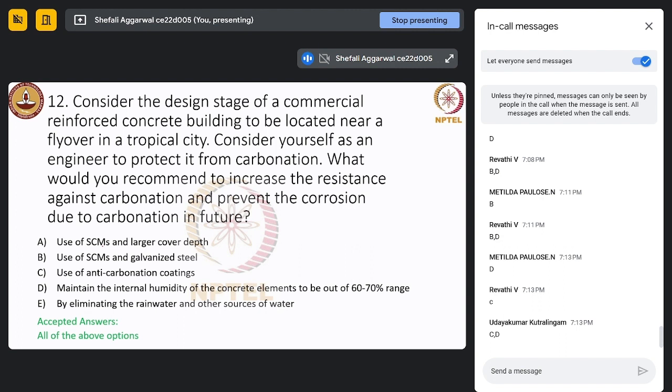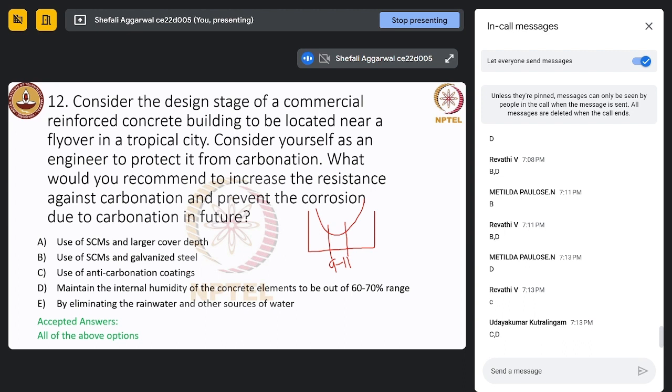The second option is saying use of SCM and galvanized steel. You guys remember the Pourbaix diagram of galvanized steel, right? It is like this. See, galvanized steel is more stable at a pH of 9 to 11. So when we have a lower pH due to carbonation, the galvanized steel will be in a passivation state. So the use of galvanized steel in such cases will be a good strategy. Next is anti-carbonation coating. As you guys have already told, it can be correct.